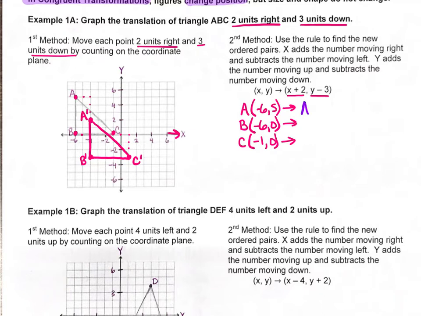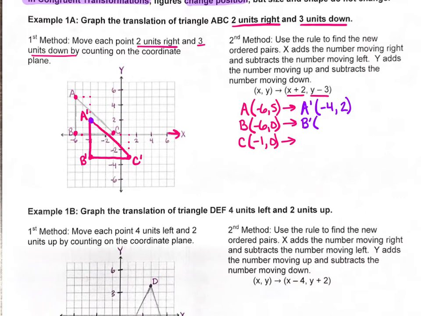For A prime, we take the x coordinate -6 and add 2. -6 plus 2 is -4. Then we take the y coordinate 5 and subtract 3. 5 minus 3 is 2. So we get that A prime is -4, positive 2. Notice that it's in the same position that we graphed using the coordinate plane.